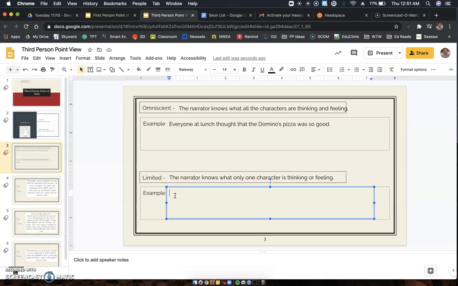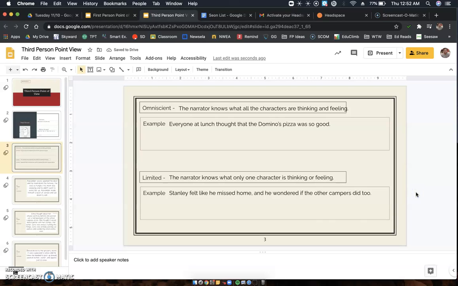So an example here. Stanley felt like he missed home, and he wondered if the other campers did too. Okay, so we know what Stanley is feeling. We know that he misses home, but we don't know what anybody else is feeling. We don't know if any of the other characters miss home too.